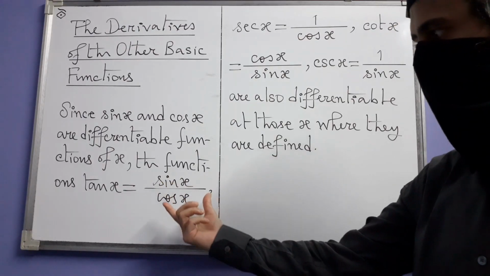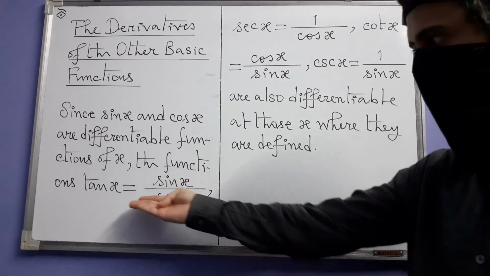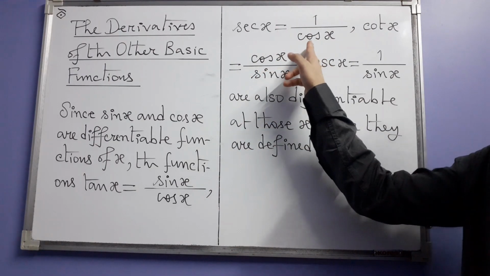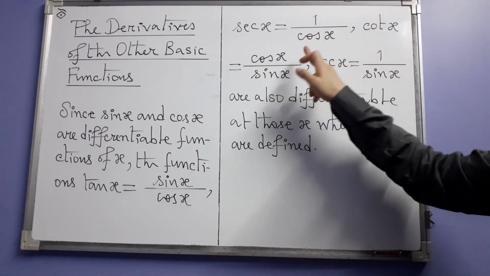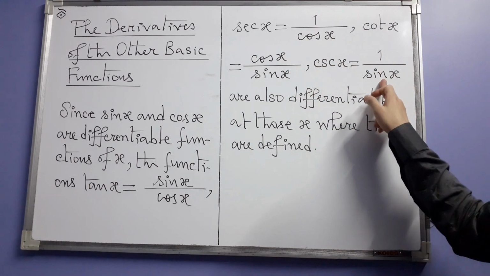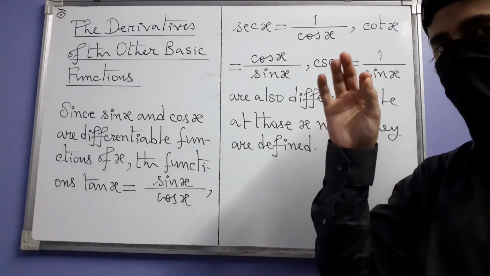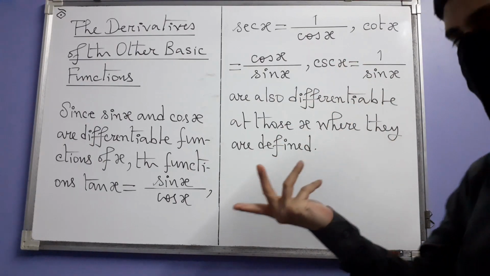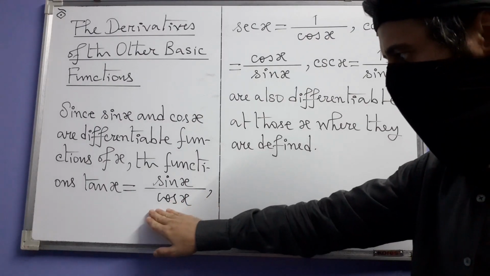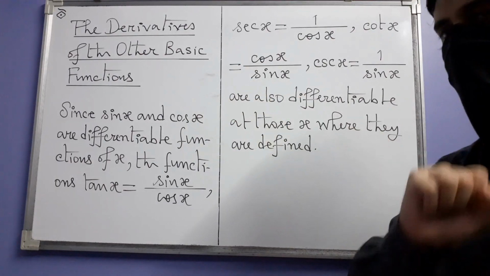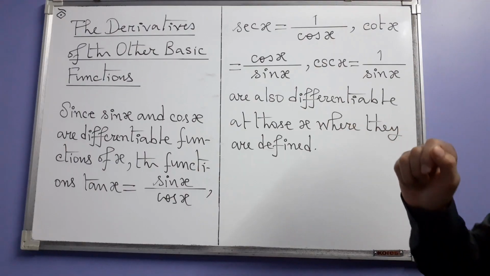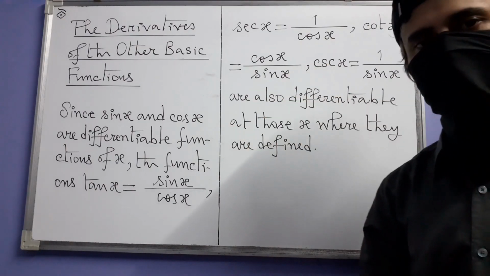is why these algebraic combinations of sin x and cos x, for example tan x, which is sin x divided by cos x, secant x, which is the reciprocal of cos x, cot x, which is cos x divided by sin x, and cosecant x, which is the reciprocal of sin x, are all differentiable at those real numbers where they are defined. I mean, those are the values which make the denominators non-zero. At those places these functions are defined, and at those real numbers these functions will also be differentiable.